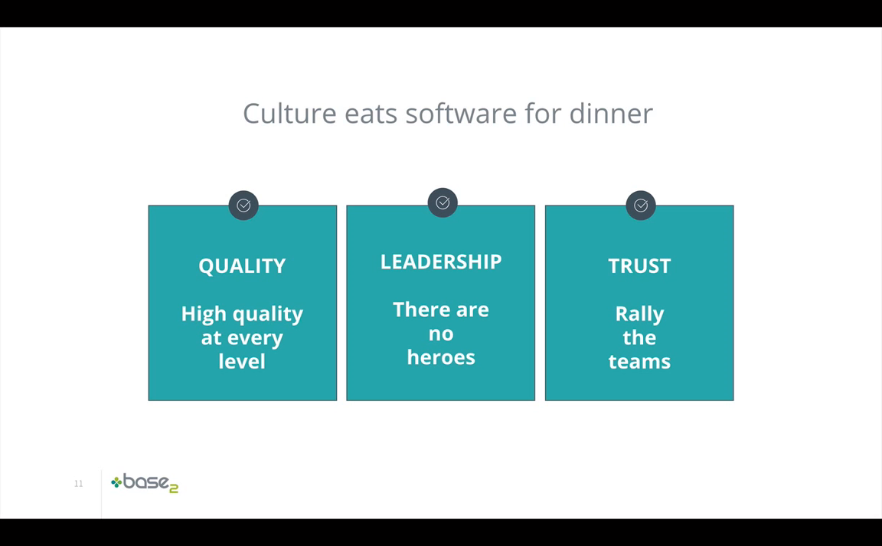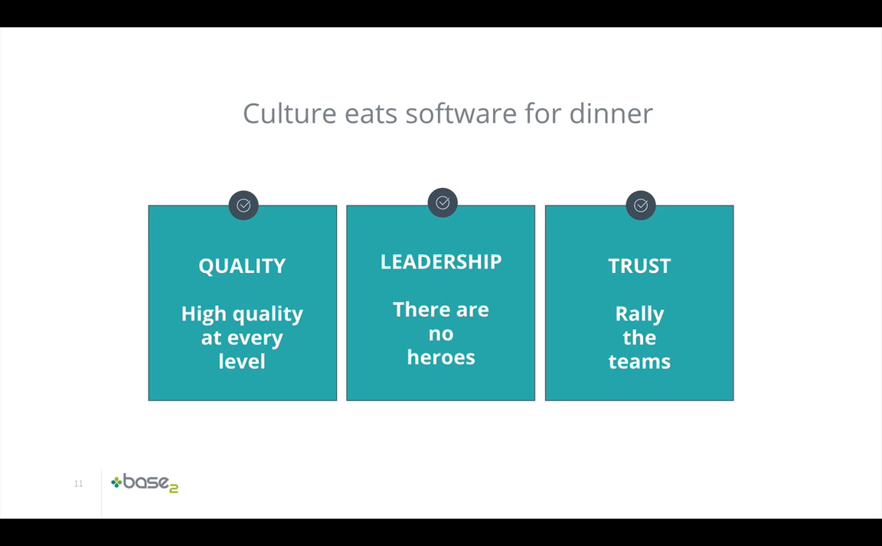to leadership. At Base 2, there is no king. Developers are not king. The project manager is not king. Everyone is equal on a project. We have no heroes. Everyone has value to add, and everyone's value is equal. So we have a culture where everyone contributes to the project, and their roles are valued.